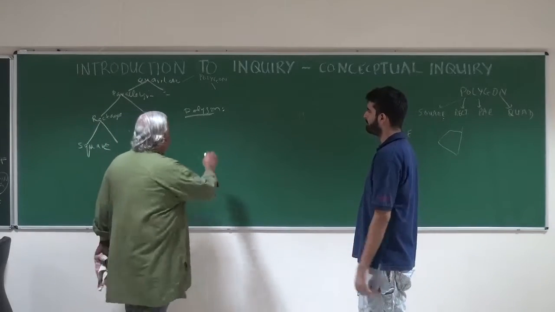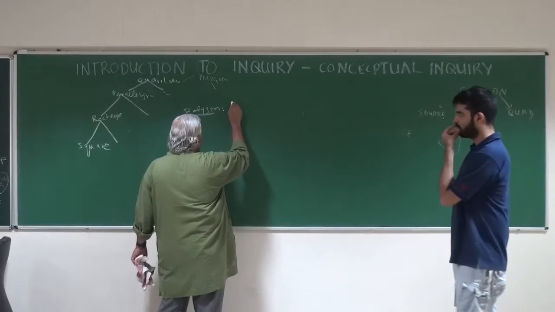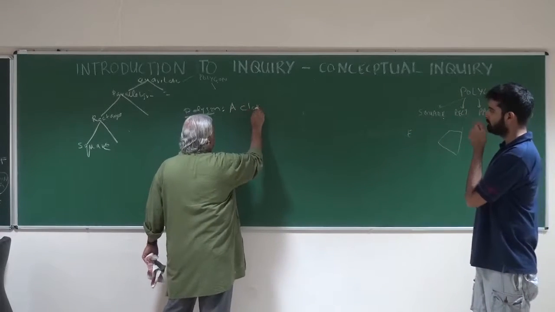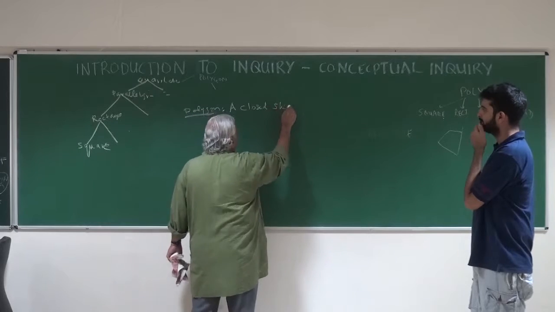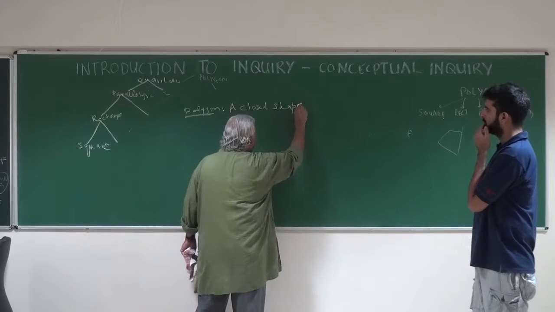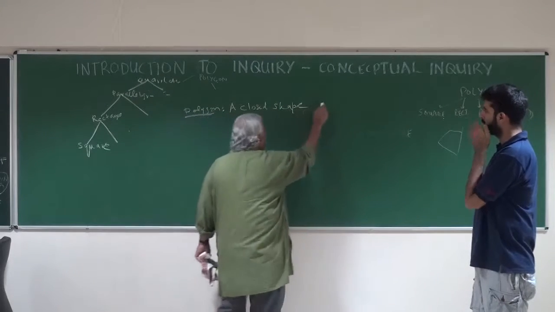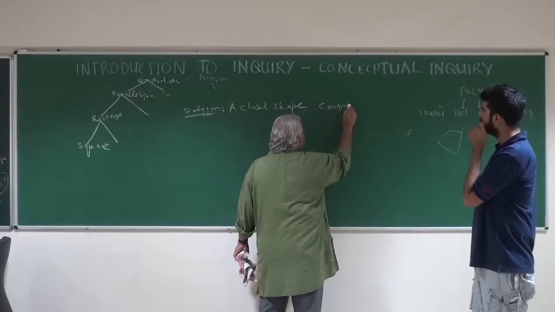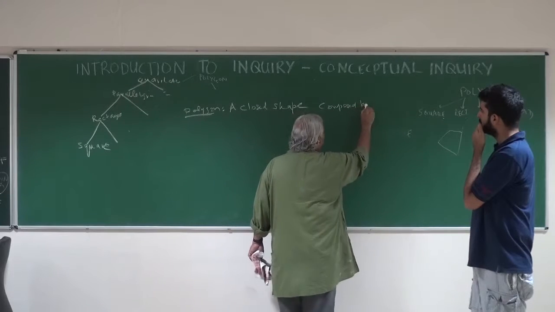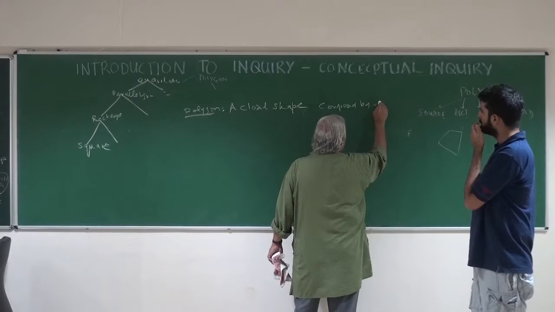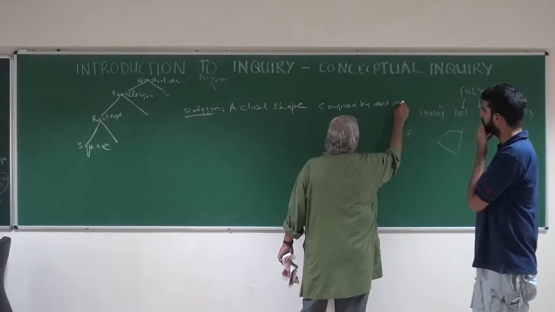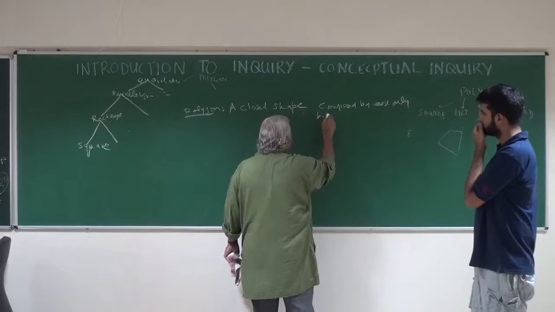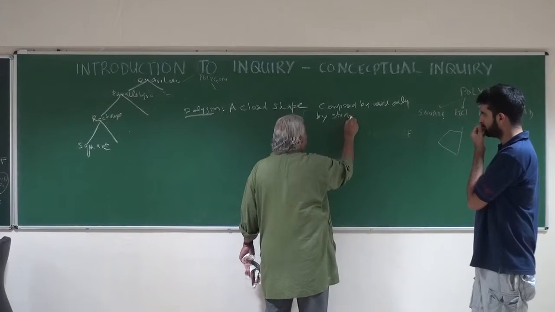Okay, a polygon is a closed shape composed by, and only by, straight lines.